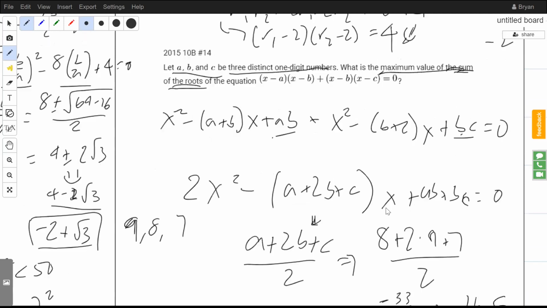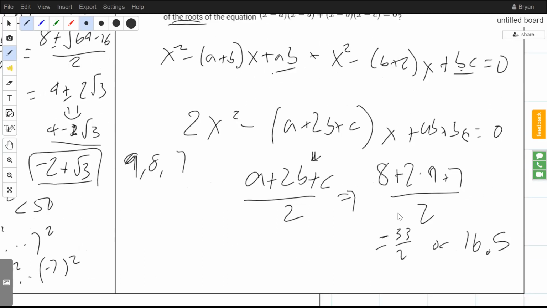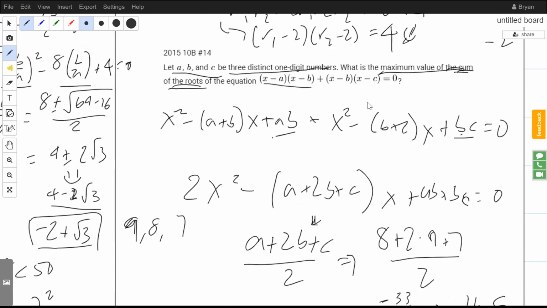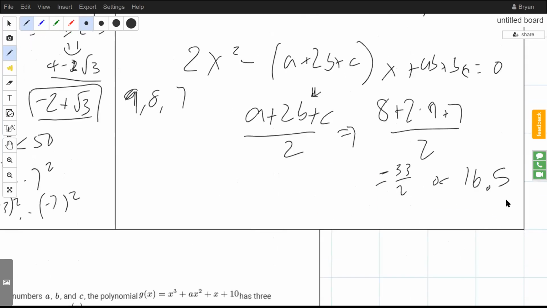So yeah. If you notice, a lot of these problems without Vieta's are basically impossible to solve. Actually, it's not impossible, but you'd have to do a lot more work. So yeah, just know it makes life easier.